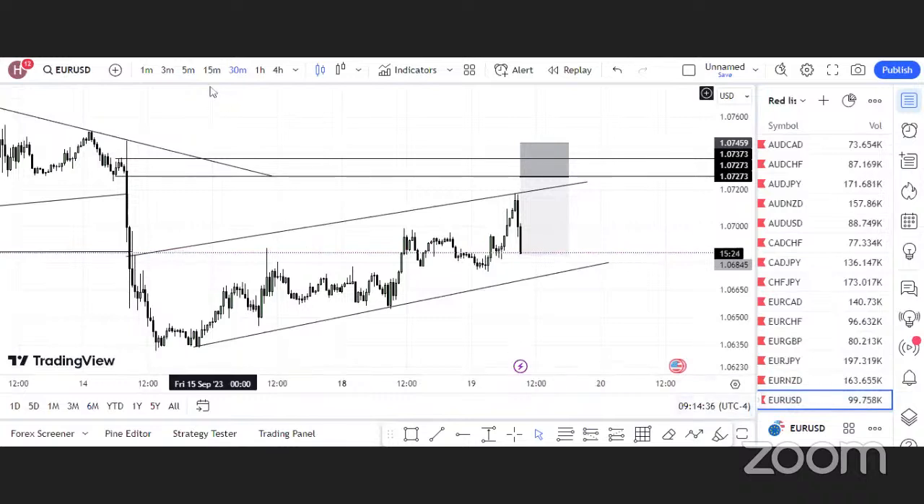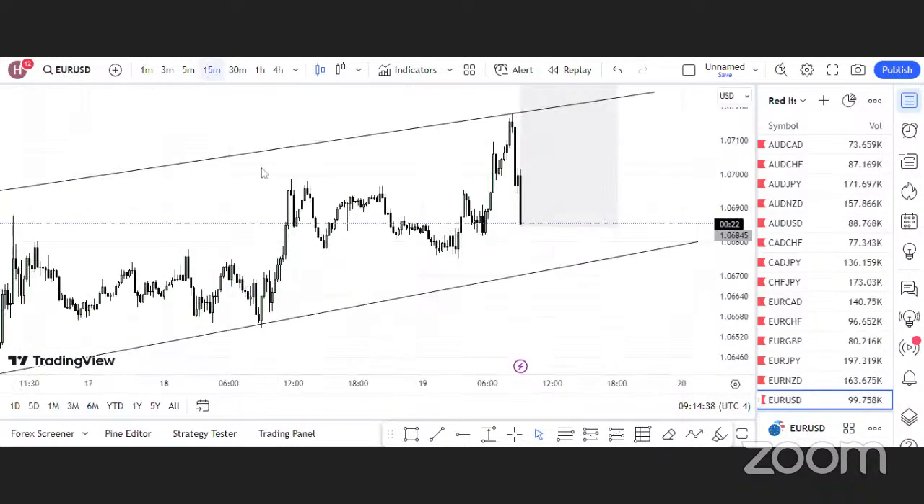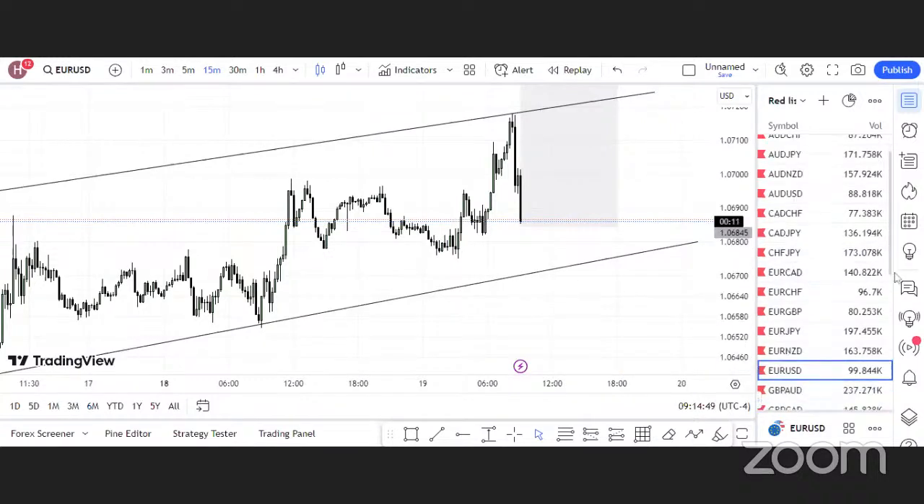This is the 15-minute time frame. Okay, sorry, this is 30 minutes. Let's go to the 15-minute time frame. This is the 15-minute time frame. Let's wait for this market to get to this point. Whatever happened here is where we're going to be making our decisions from.